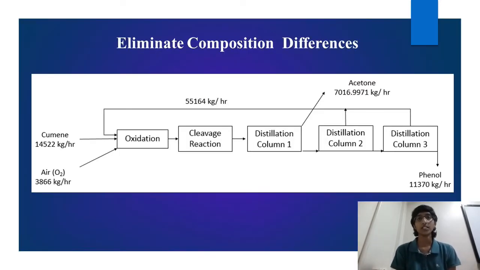The effluent leaving the reactor consists of phenol, acetone, cumene, and AMS formed in the side reactions. Phenol has low purity, thus, to eliminate the composition difference, a series of distillation columns is used. The components are separated based on boiling points, in which the component with the lowest boiling point is separated first. Another option is to use a single column with side streams. But the components separated here have low purity and hence cannot be sold. Thus, option 1 is selected.